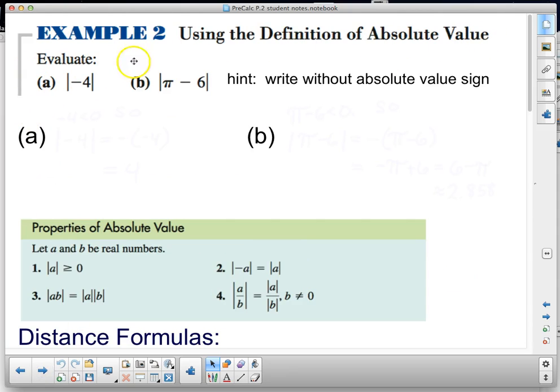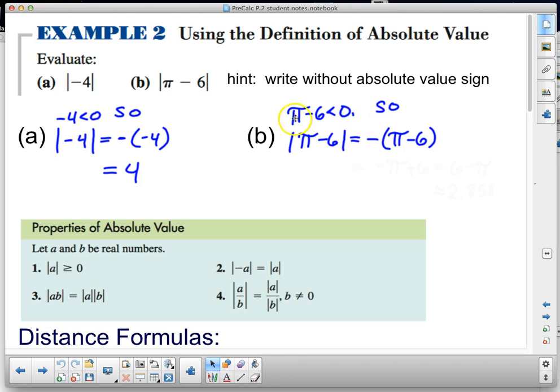Using the definition of absolute value, notice we're using the definition. So since -4 is less than 0, and it is, I'm going to find the absolute value of -4 by taking the opposite of -4, and it is 4. Now, pi minus 6 is less than 0, because pi is 3.14 minus 6, so it's a negative value. So again, the absolute value of pi minus 6 is equal to the opposite of pi minus 6, which is 6 minus pi, which ends up being about 2.858.